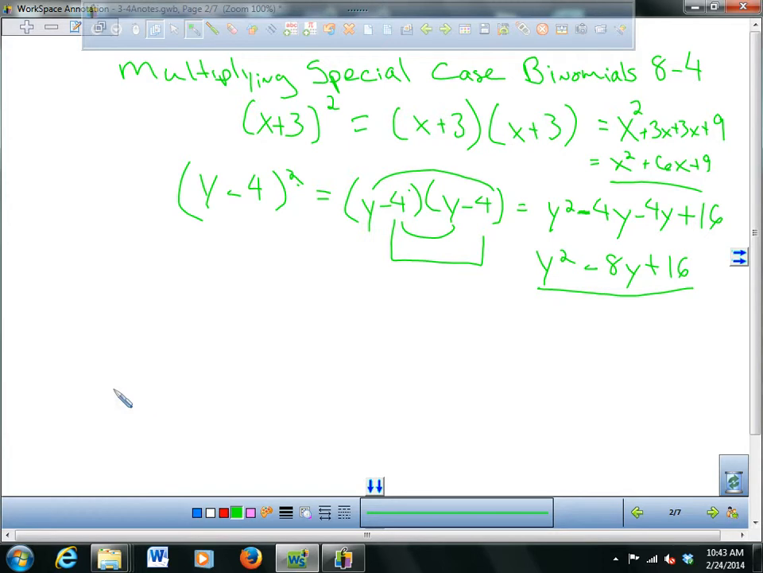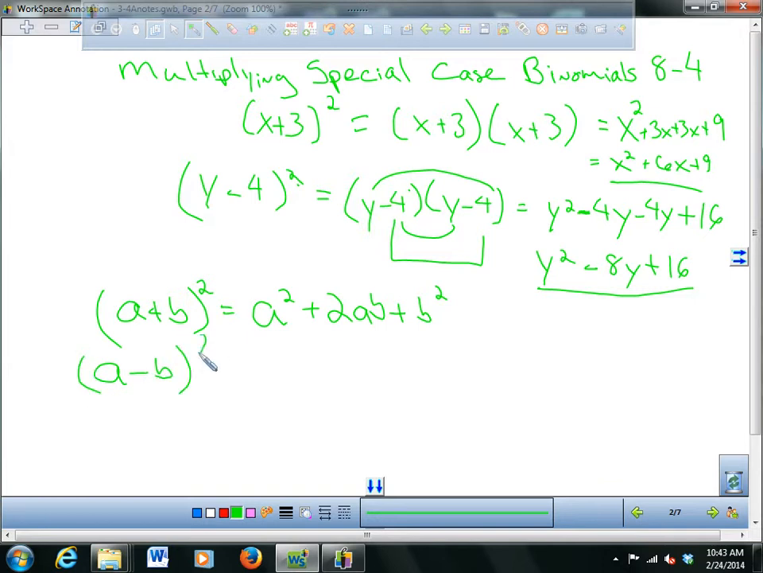So here we go. Now, there's actually a shortcut for doing it. I'm just going to tell you what that shortcut is. A plus b squared is equal to a squared plus 2ab plus b squared. And a minus b squared, the difference of two terms, is equal to a squared minus 2ab plus b squared. So this is kind of a formula that you need.